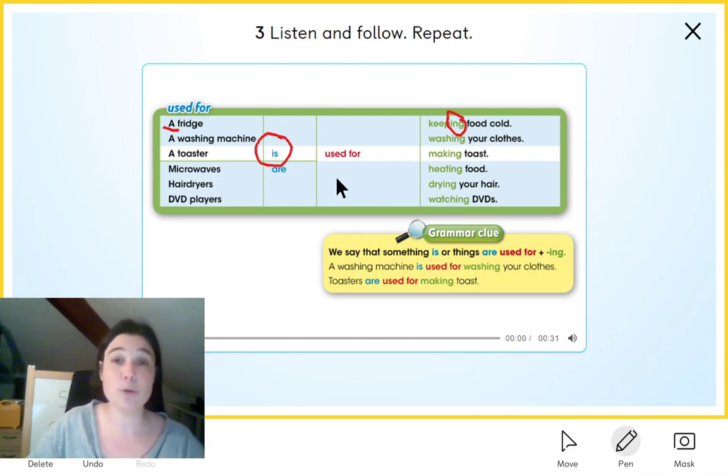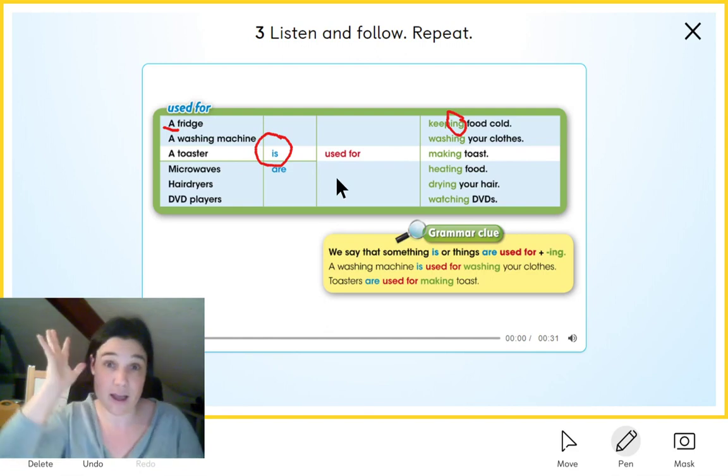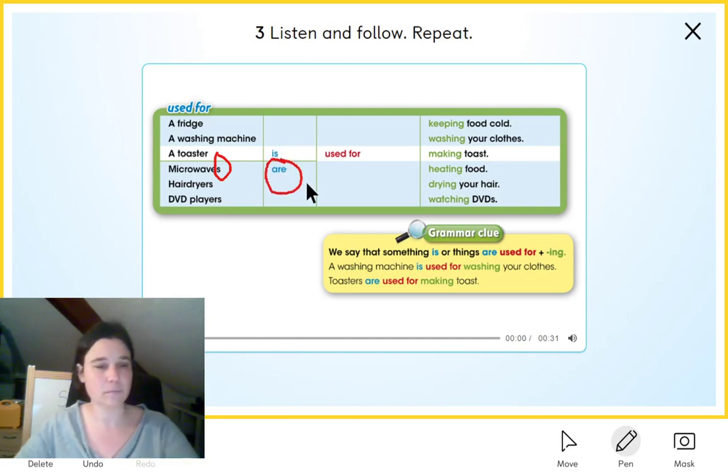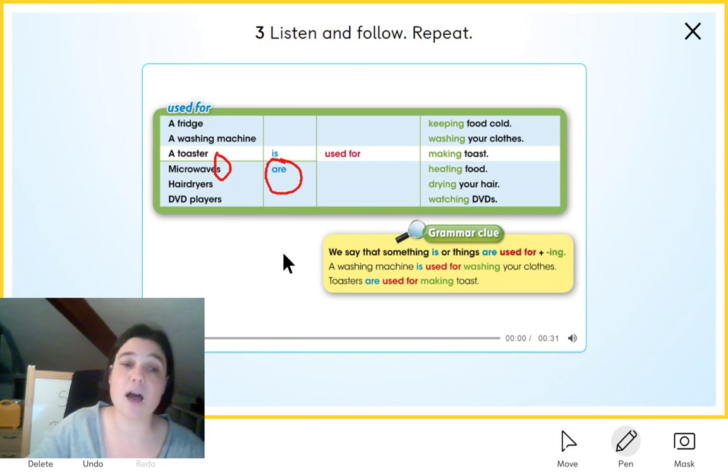Now, let's go to the plural. Remember, plural, more than one. Two, three, four, five, whatever. We have to add the S at the end of the noun. So that would become microwaves. What is the auxiliary verb we use? The auxiliary verb that we use for the plural sentence is are. So we have microwaves, are used for, that is the same.